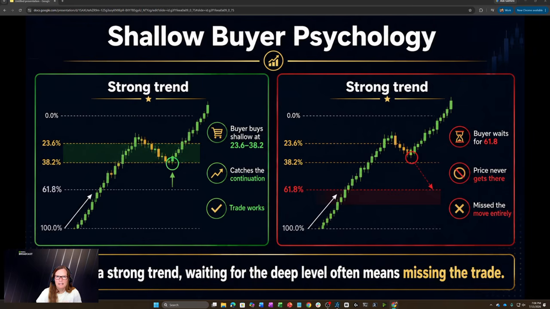Why this zone specifically? Because in a strong trend, buyers are not waiting for deep pullbacks. They know the trend is intact and they want in. They buy shallow at the first meaningful retracement because they do not want to miss a continuation. Waiting for a deeper pullback in a strong trending market often means waiting for a setup that's never going to come.